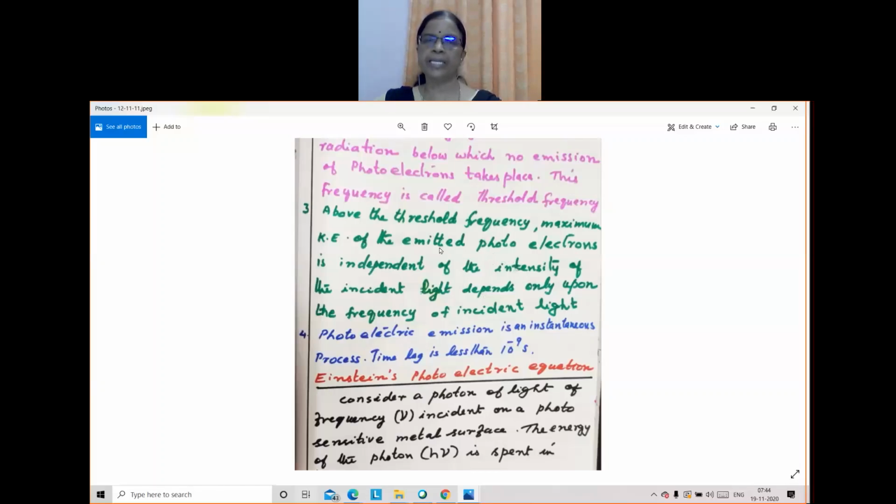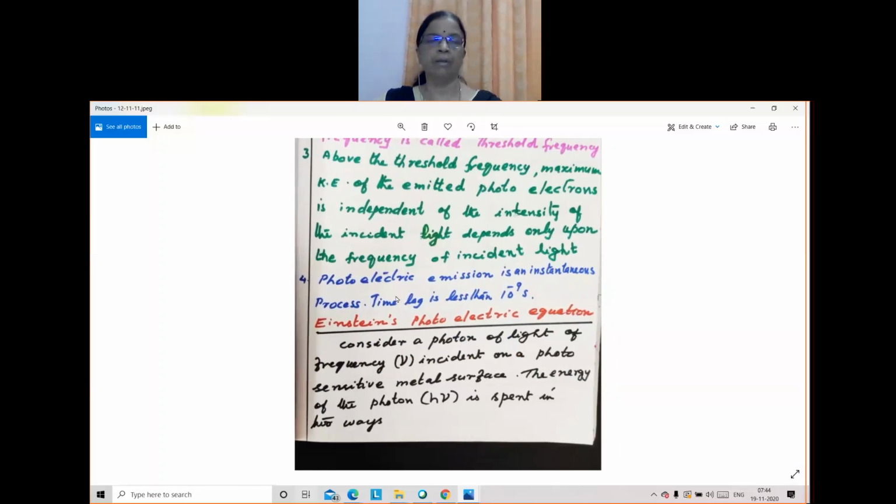Kinetic energy depends on frequency. The kinetic energy of the electron depends only on the frequency, not on the intensity. That is the third law. Above the threshold frequency, kinetic energy is increased, and that kinetic energy depends only on the frequency. It is independent of the intensity, directly proportional to frequency. That is the third law. What does the fourth law say?